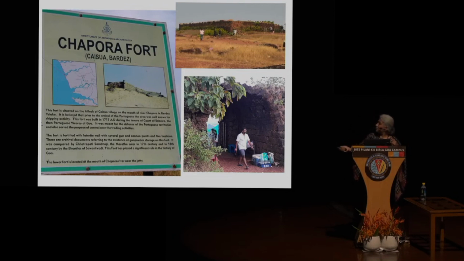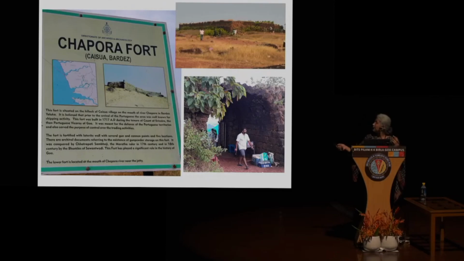And the fort is fortified with laterite walls with several gun and cannon points. That's the bastions and the parapets. But as of today, if you look at the entire picture, you can see the ramparts, the fortification, but what we see is just the fortification wall and nothing else.